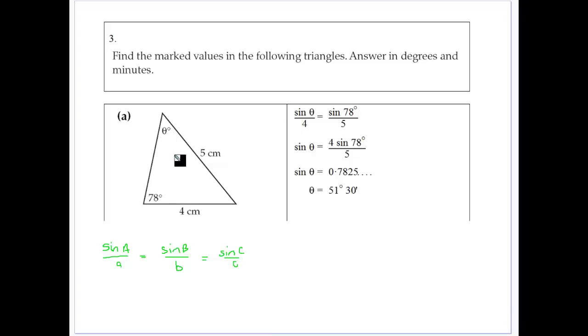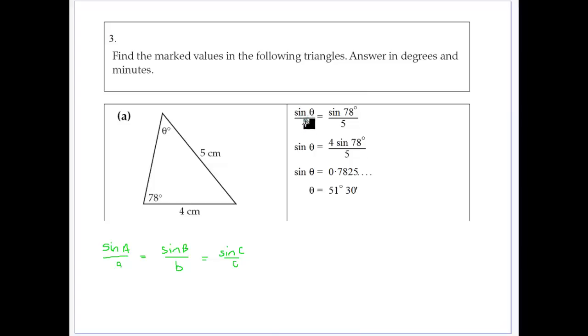And notice 4 is opposite theta, and 5 is opposite 78. So we write sine of theta on 4, so that's sine of that angle on the 4, equals sine of 78 on the 5. So we're able to write it that way. You can write it the other way and then keep manipulating, but this is a little bit easier.